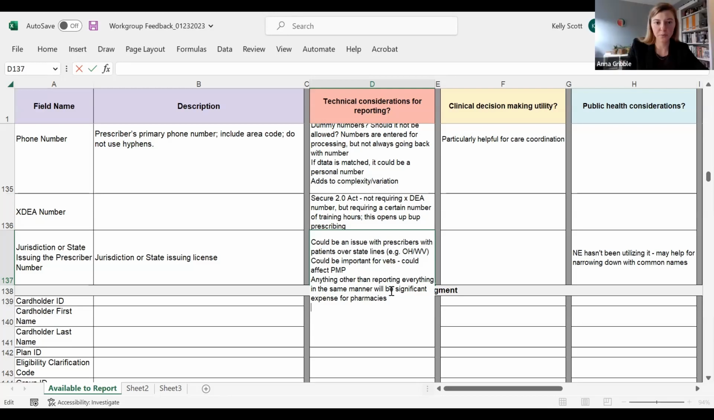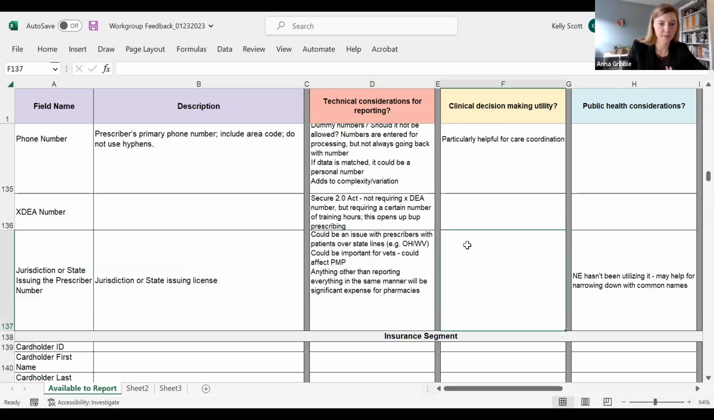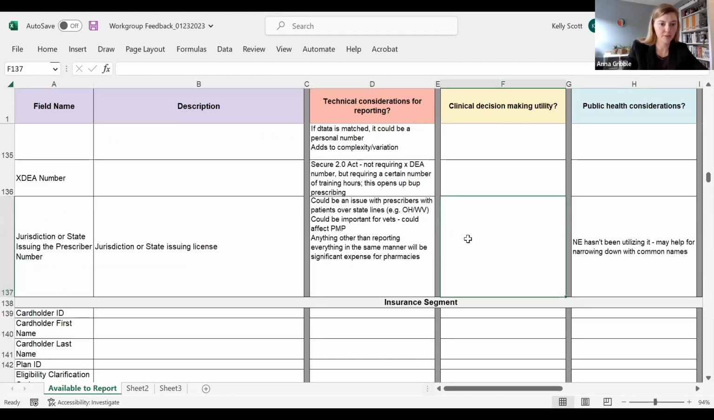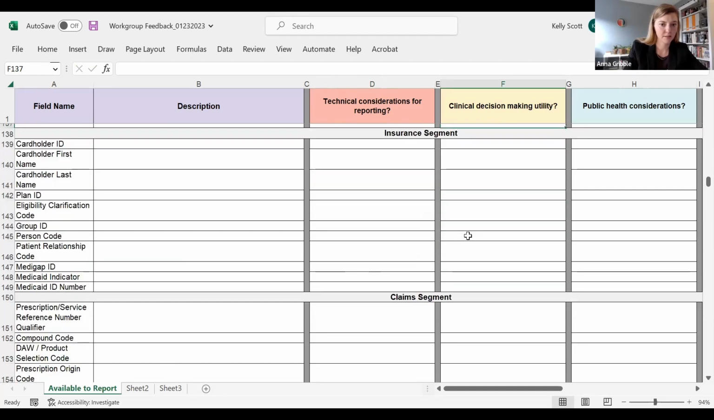All right, thank you, everybody. So with that, if there is nothing else to add to the prescriber segment, then we're going to move to the insurance segment. Is there anything else to add?